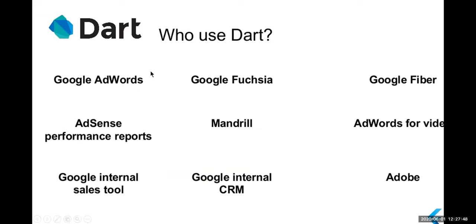So who uses Dart? Google AdWords, Google Fuchsia. I'll come to Fuchsia in a minute; it is a very interesting thing. Google Fiber, AdSense, which YouTube uses for giving us ads. Mandrill, a service by MailChimp, uses Dart in their software. Google's internal CRM also uses Dart.